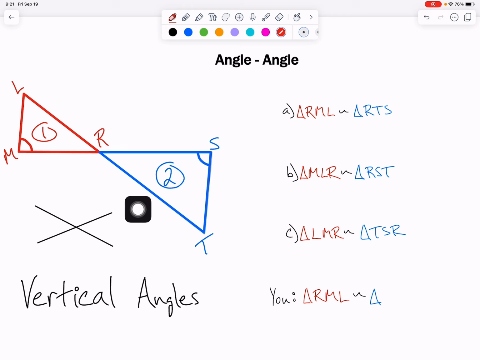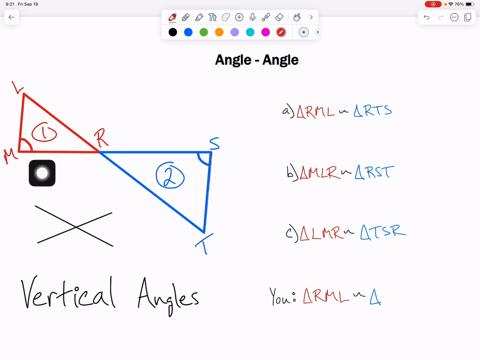Crew, let's roll triangle similarity. We will begin with angle, angle. Anytime we are given two triangles and they have a pair of congruent angles, meaning the same size, we have similar triangles. Let's take a look at our example here.